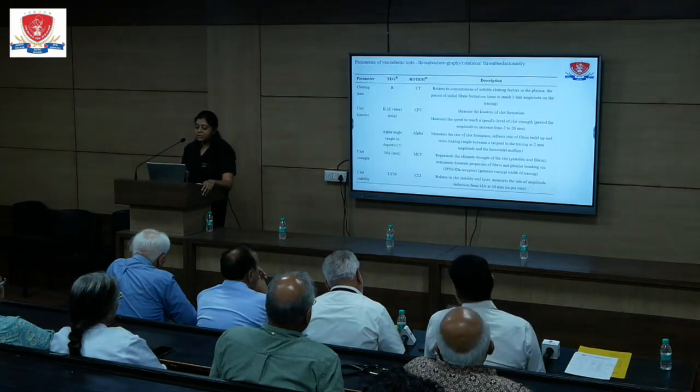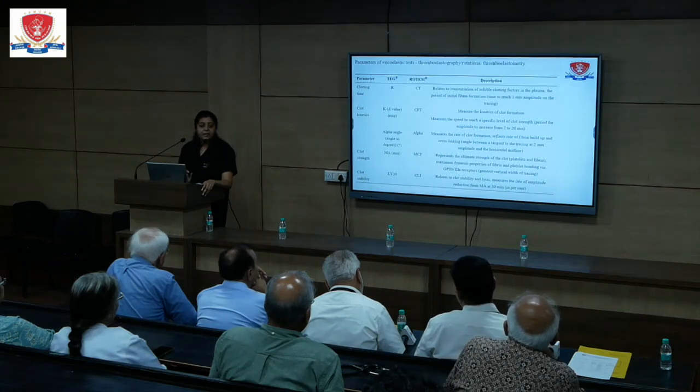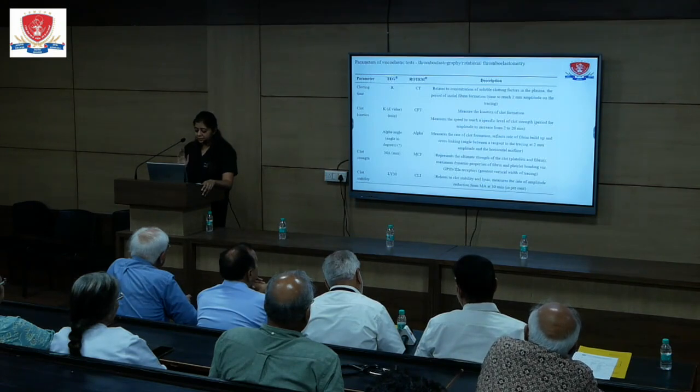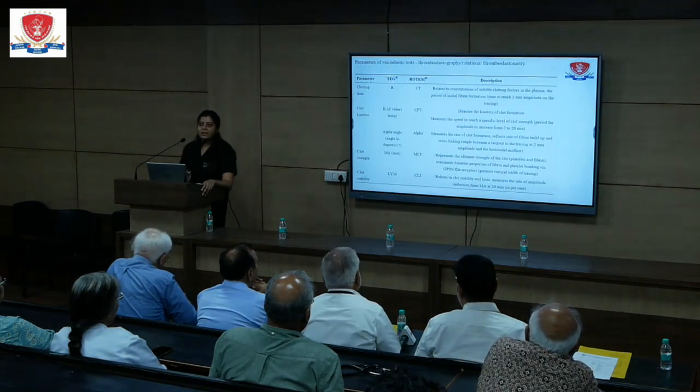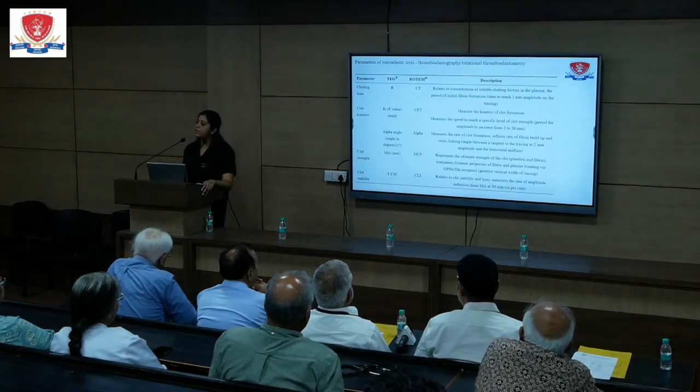Alpha angle refers to the rate of clot formation. It reflects the rate of fibrin buildup and cross-linking. The normal angle is 45 to 75 degrees. If there is decrease in alpha angle, this means there is decrease in fibrinogen factor. So again, the treatment will be transfusion of cryoprecipitate and fibrinogen.